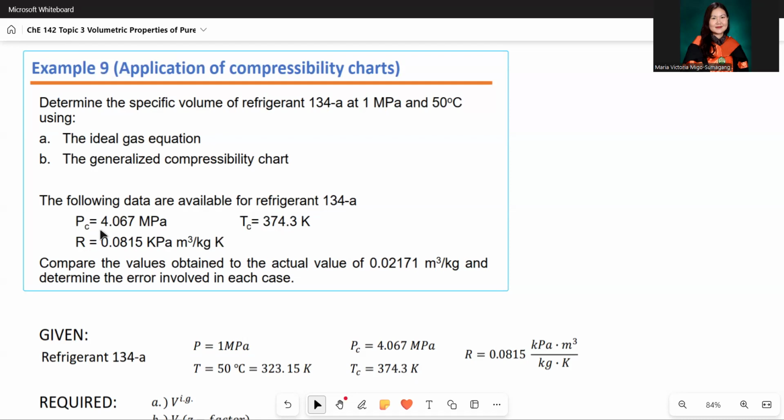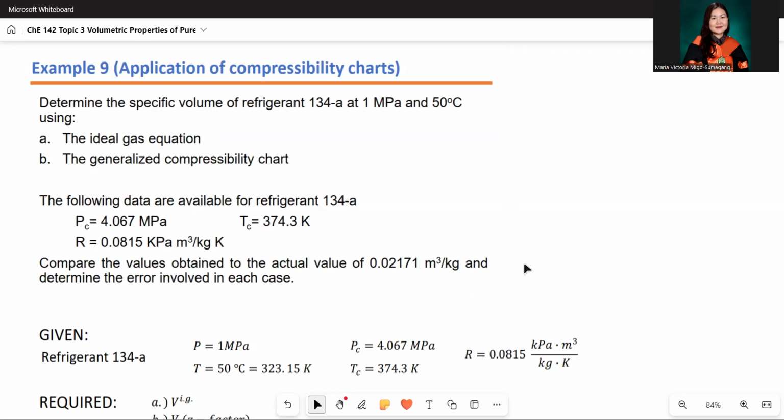So we have the critical pressure, temperature, and we're also given R in terms of kilopascal meter cube per kilogram Kelvin. We're also being asked to compare the values of A and B, which is the ideal gas and compressibility chart, with the actual value from experiments. So this is from experiment, and determine the percent error.